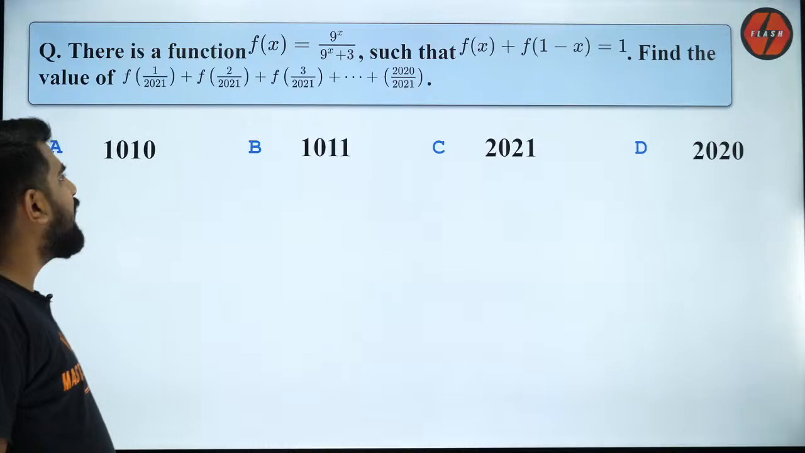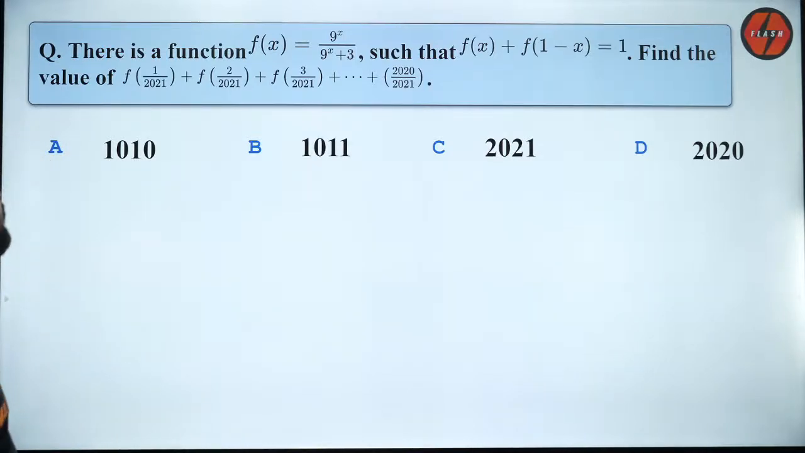The next question that I have for you. Again, a brilliant question. Let me see how many of you can crack it. So your time, I will give you 1 minute.